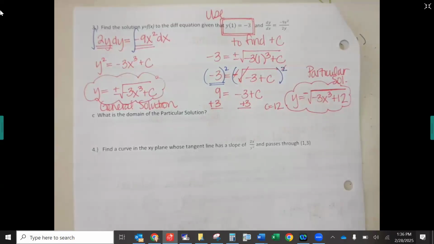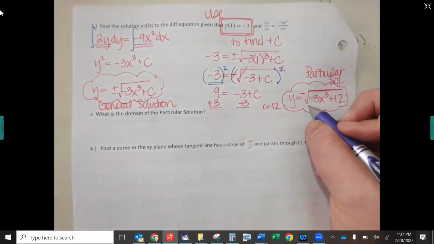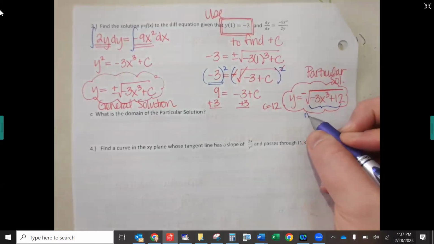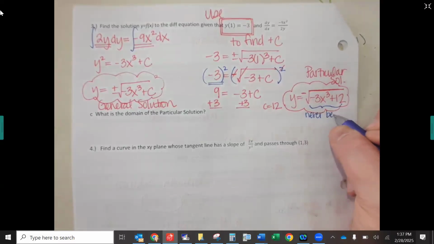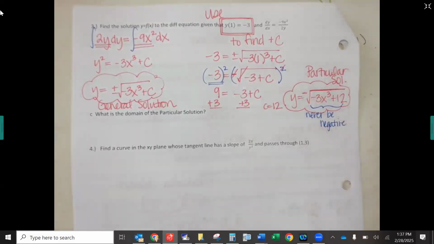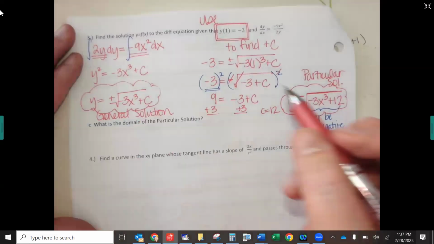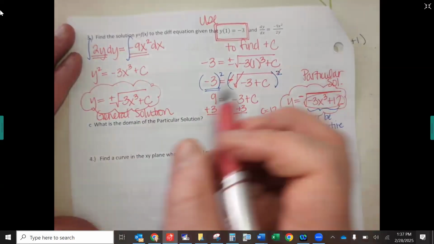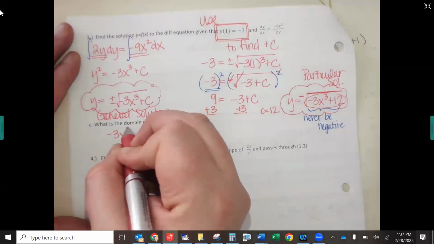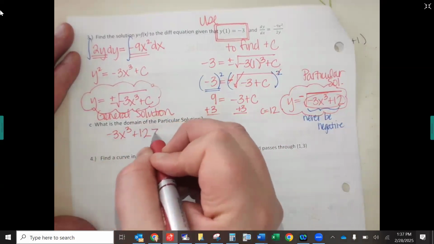What's the square root of 0? 0. So the only thing it can't be is negative. So your domain needs to allow for this to never be negative. And so if I want it to never be negative, then my domain would be that the middle expression has to be greater than or equal to 0.